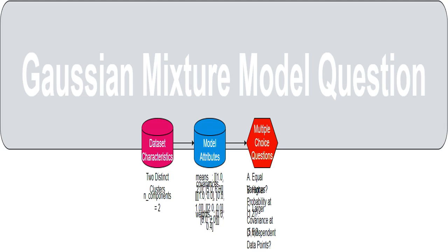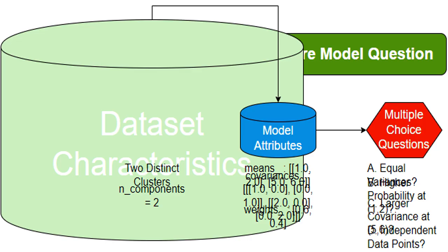This question tests my understanding of a Gaussian mixture model, a powerful tool for clustering data. I will use my knowledge of this model to analyze a specific example. The dataset has two distinct, separate groups of data points. Thinking of it like sorting colored candies, two distinct colors.